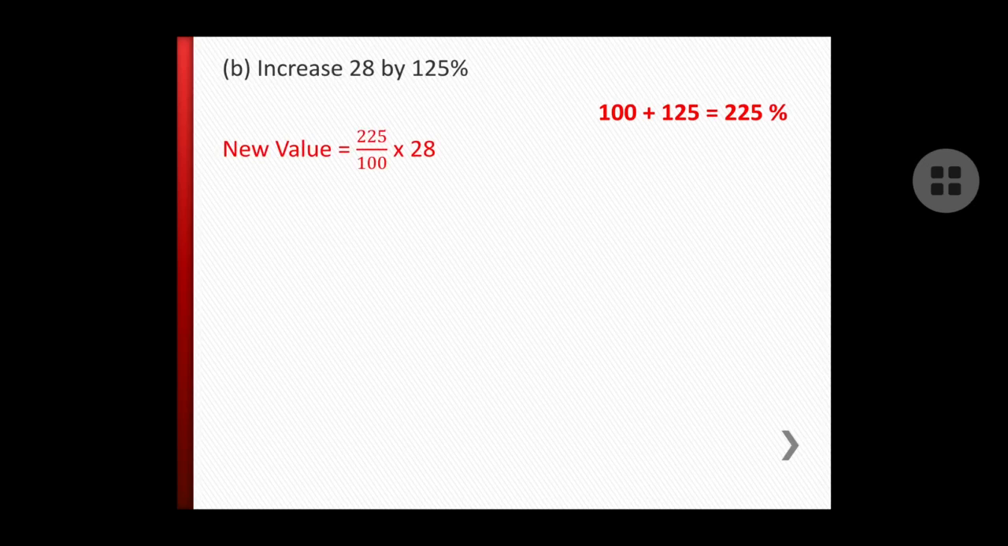Okay, so next question is increase 28 by 125%. First here I am doing the second method, the direct method. You can see what is the new value. It is an increase, and it is 125%. So first tell me what is that increased percent value? 100 plus 125. Correct? You have to increase it. So actually it is 225% is that new value. So the new value is 225% of 28.